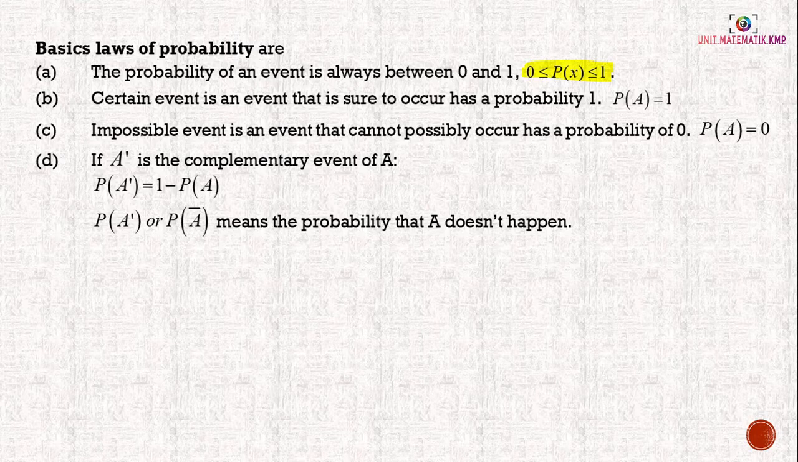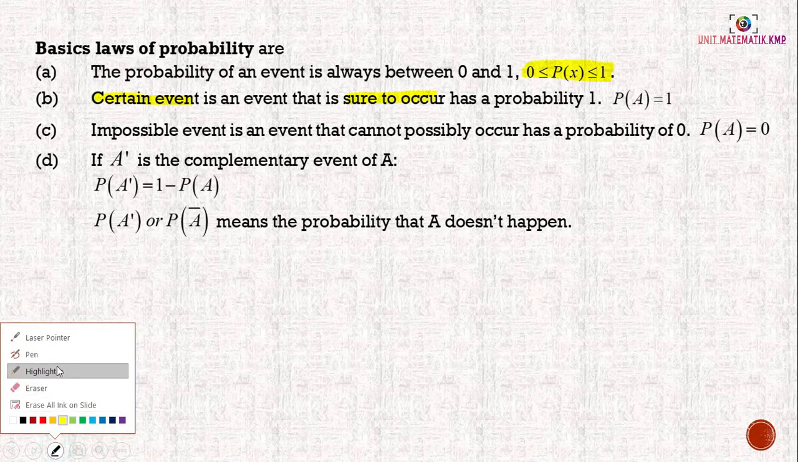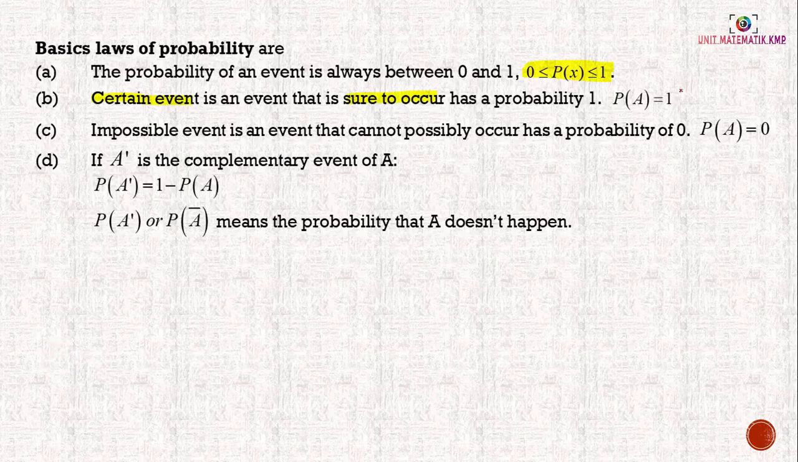Okay, so B, certain event is an event that is sure to occur, has a probability of 1. So maksudnya probability of A is 1 ataupun senang cerita kita kata 100% will happen. Confirm jadi lah. Itulah ayat yang kita selalu kata. So tu maksudnya certain event.